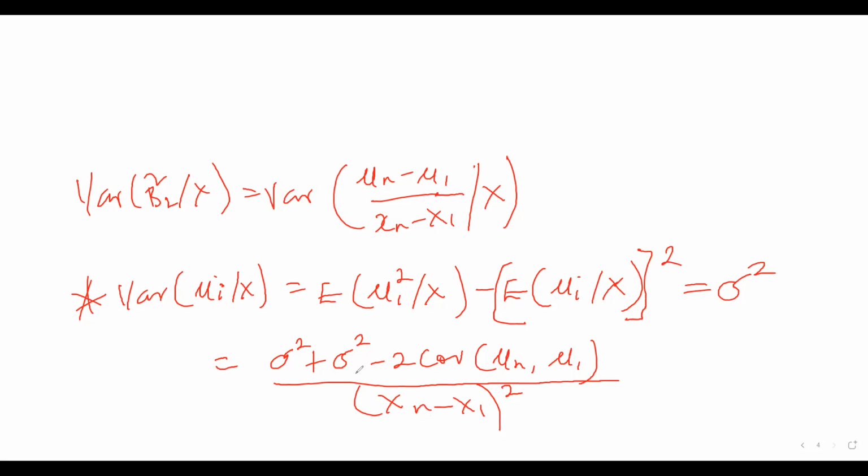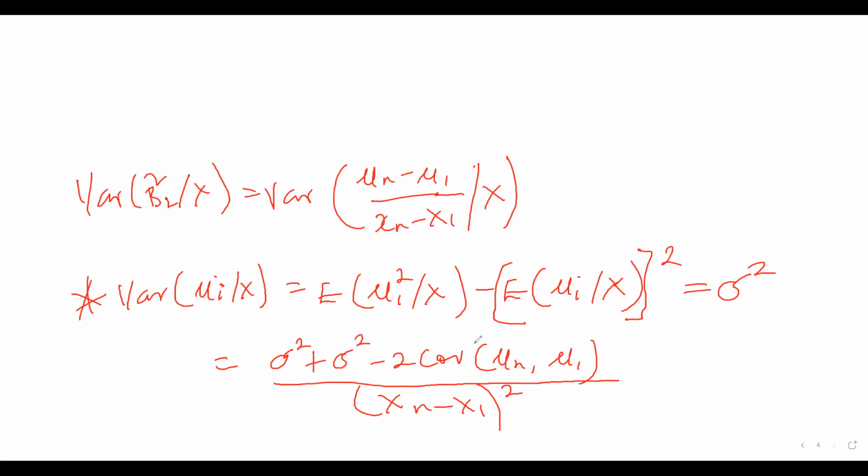Since it is conditioned on x, not xn or x1, it's conditioned on x. So this term becomes a square, because it's seen as a constant. It's not conditioned on xi, so it's seen as a constant, and it becomes square.